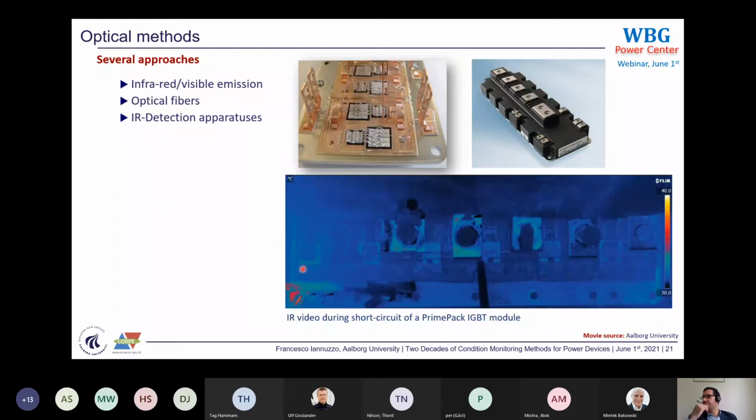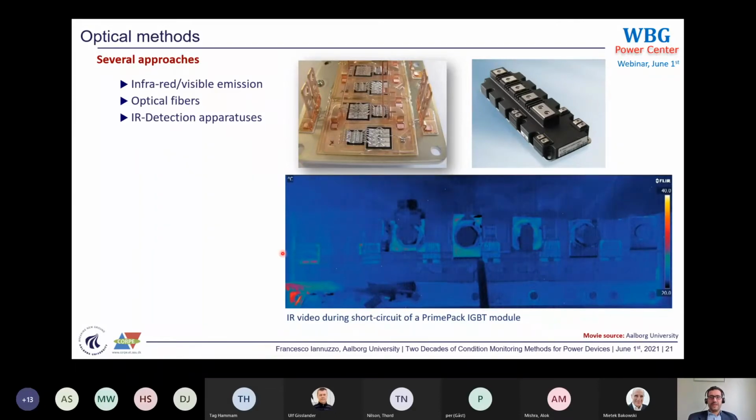I hope you can see it moving. This is a video shot with a fast infrared camera during a short circuit of such kind of PrimePACK modules. You may probably recognize the six squares here, 1, 2, 3, 4, 5, and 6, which correspond to the IGBT chips subjected to short circuit. Thanks to the infrared camera, we could detect the hot spots inside the module. This is also work we did at Aalborg University.